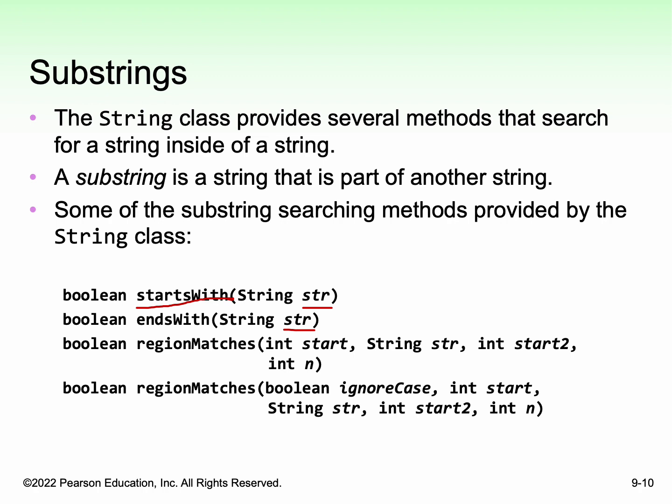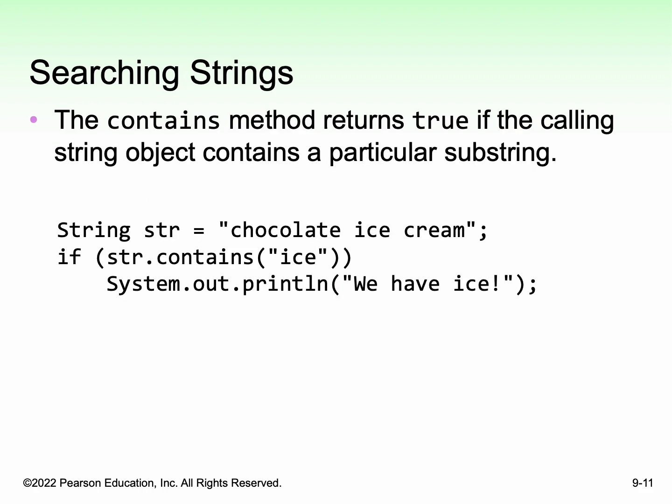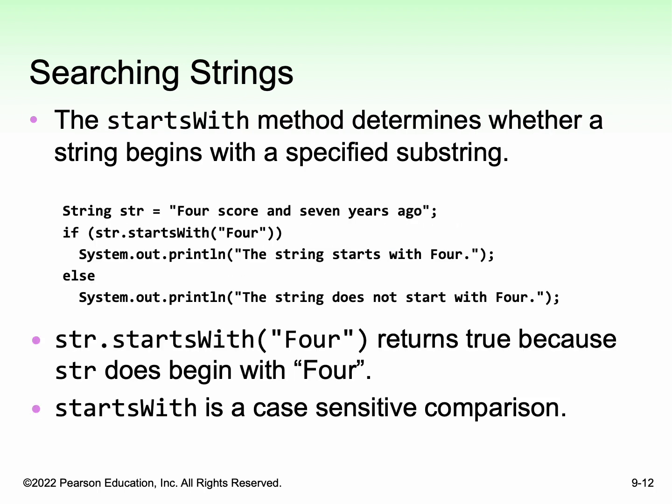So these two methods just check if one region of your string matches another region of the same string. Now, contains is the one that you're going to see most often. Contains is a method that's going to return true if your string contains whatever you send it. For example, here we have a string called str that has chocolate ice cream, and we are checking if our string contains the word ice, then we're going to print we have ice. In this case, this is going to return true because here's our word ice.